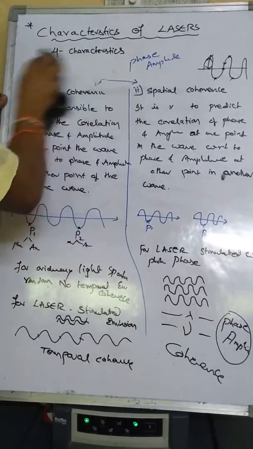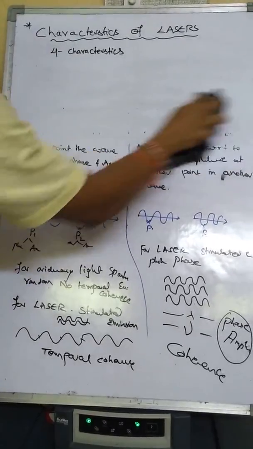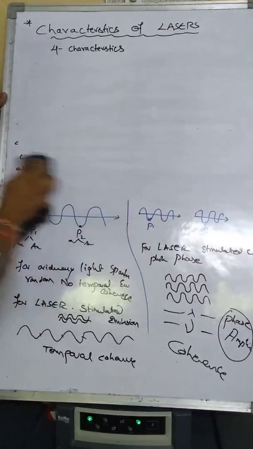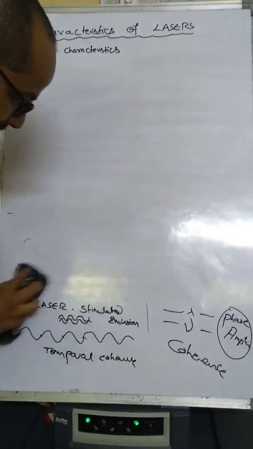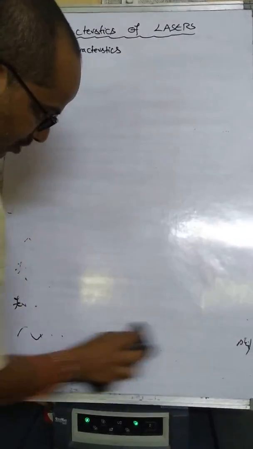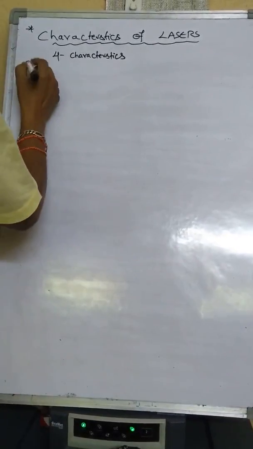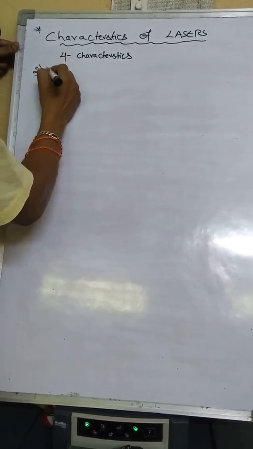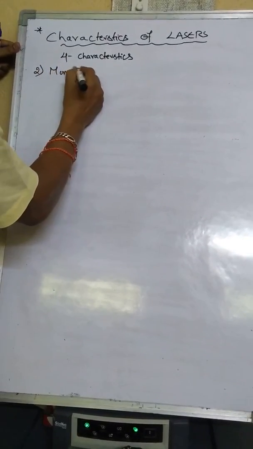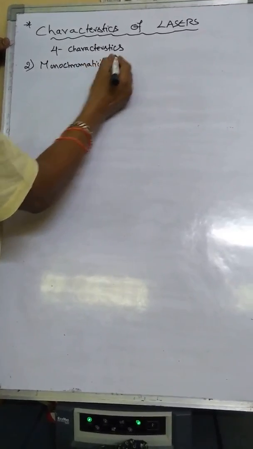Now coming to the second parameter. If you review my video a little bit backward, you can see the list of characteristics I had written. The second parameter after coherence is monochromaticity.